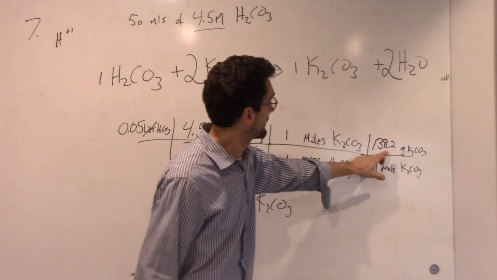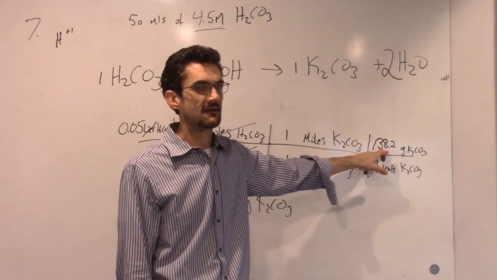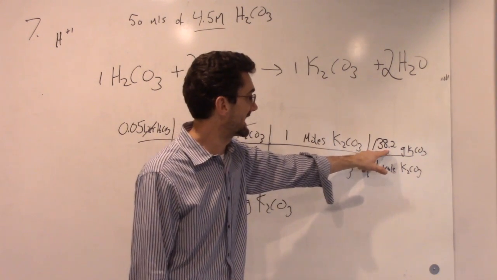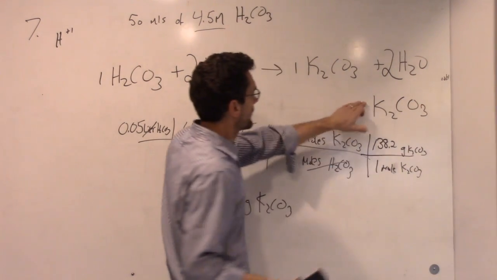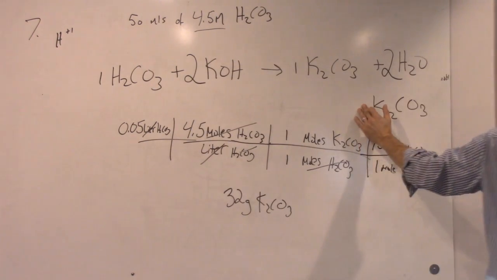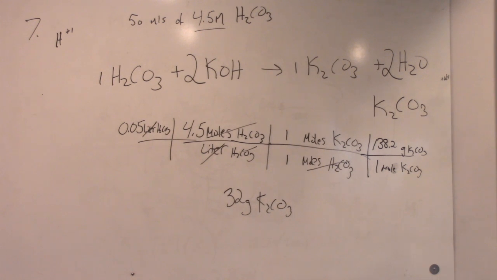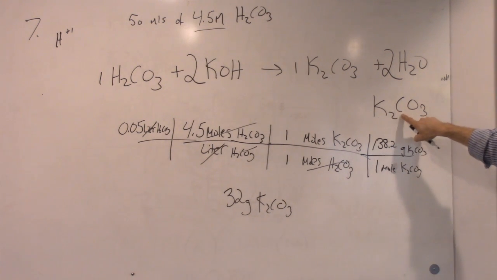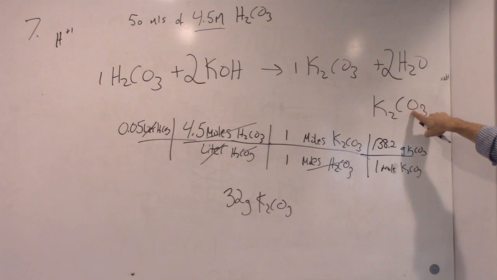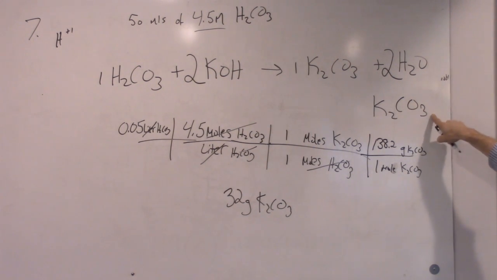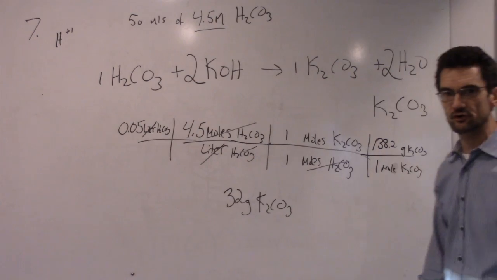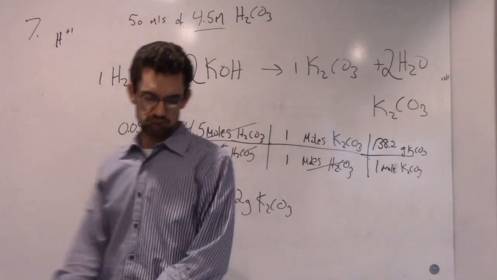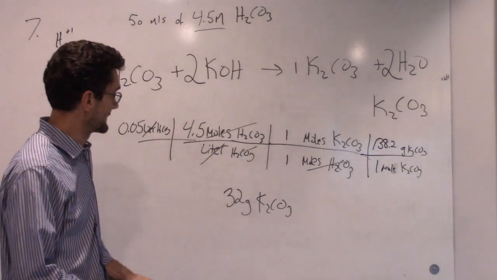Where did we get this number? I hope nobody asked that. But if someone did ask that, we got that number by figuring out what each of these components weigh. What does potassium weigh? One potassium atom weighs 39 grams. What does 1 carbon weigh? 12. What does 3 oxygen weigh? 16 times 3. 16 times 3 plus 12 plus 2 times 39 is equal to 138.2. And that's where that answer came from.